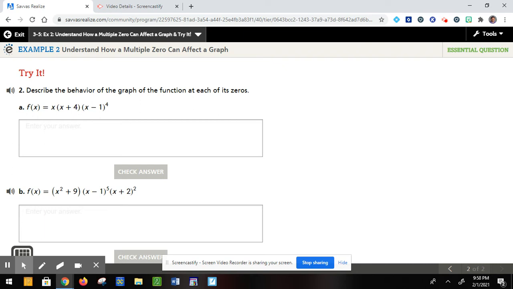So for the try it part here, you're just describing the behavior for each of the zeros that are given. So why don't you give these a try, and then we'll come back and compare.